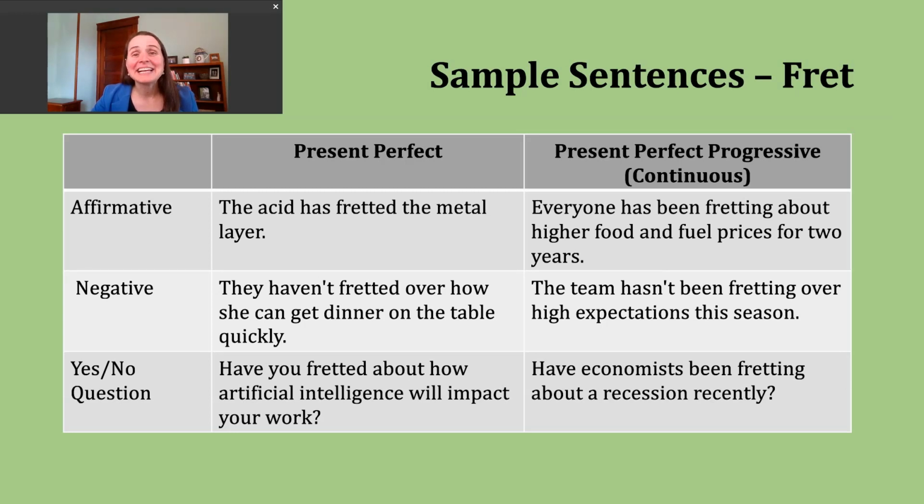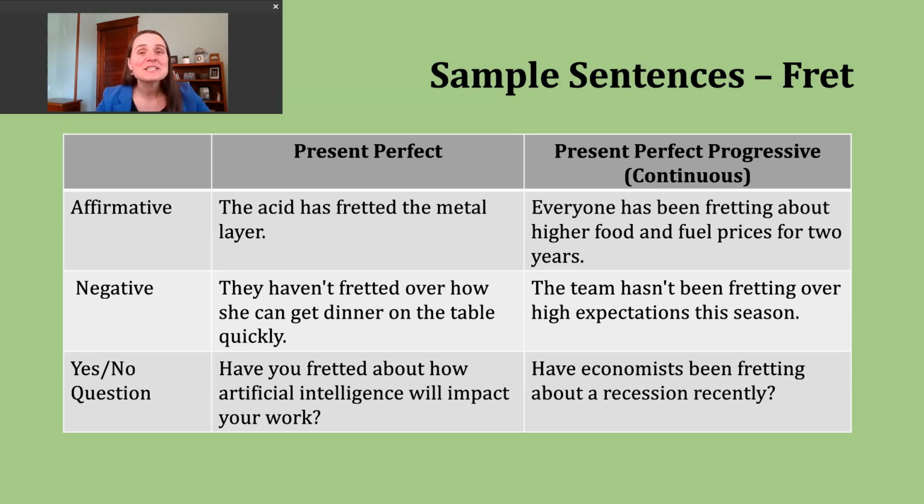Finally, let's look at making a yes or no question in the present perfect progressive. To do this, I start with have or has, whichever form matches my subject. That subject comes next. Then the participle been, and then the ing form the verb. Here's my last example. Have economists been fretting about a recession recently? And anytime with our yes or no questions here, we could do yes, they have, or no, they haven't.